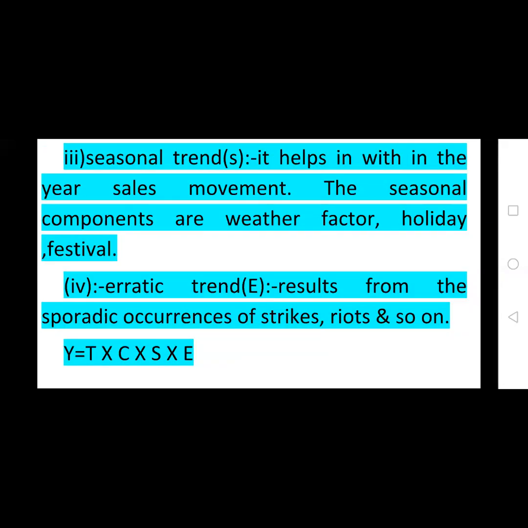So for estimating the future demand by this method, Y is equal to T as the trend, C as the cyclic trend, S as the seasonal trend, and the erratic trend. By the help of all these, it gives Y for the next year. That means if you want a particular year, this gives the demand for that particular year.